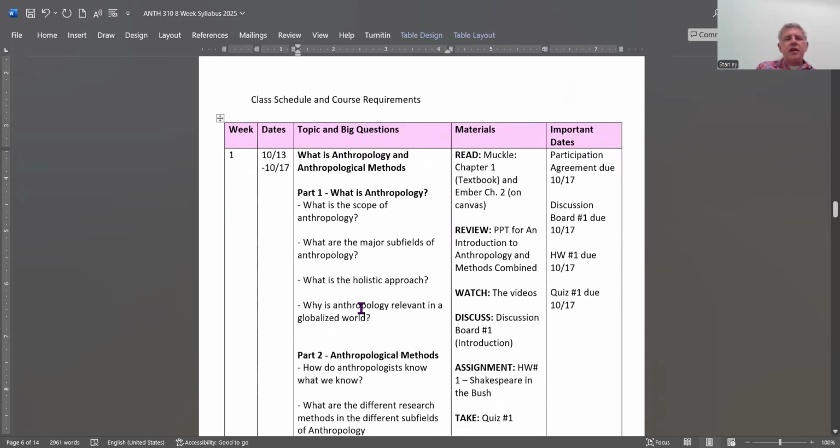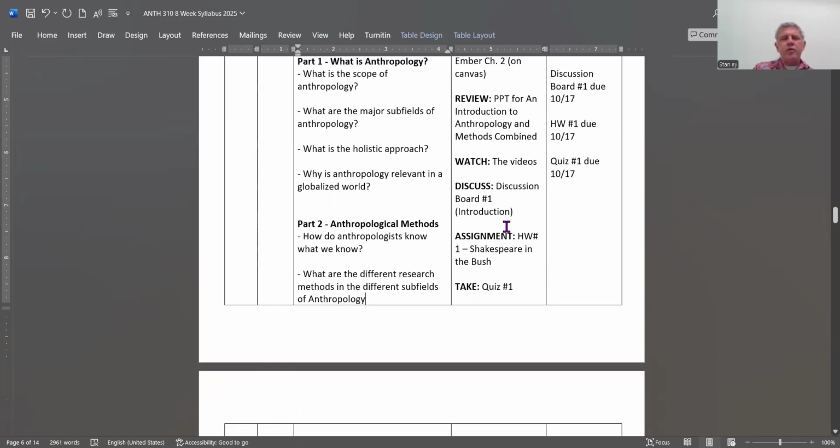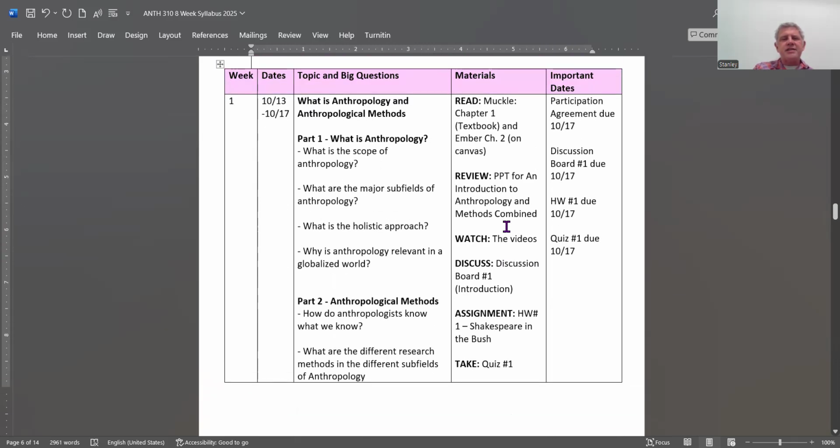Next up, let's take a look at the schedule. This includes the due dates for the assignments, as well as what we are going to be looking at in each week. There's only 9 weeks in this semester, so we're going to be moving pretty fast. In week 1, we're going to be talking about big questions like what is anthropology and what are anthropological methods? How do we as anthropologists know what we know?